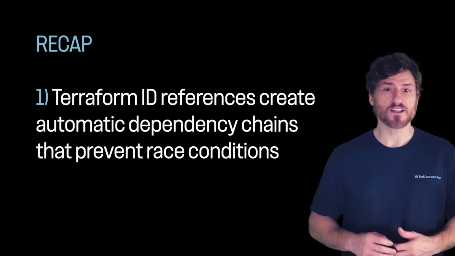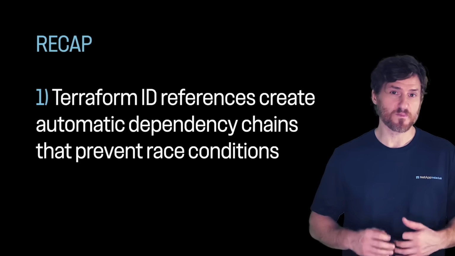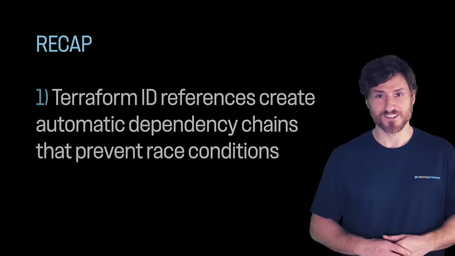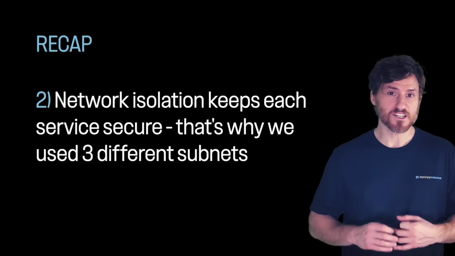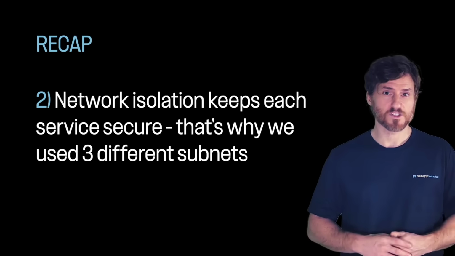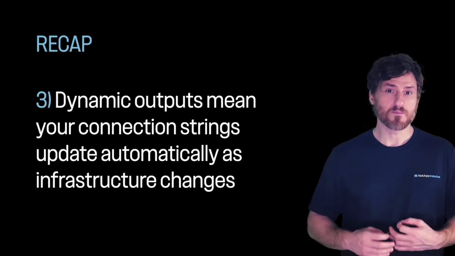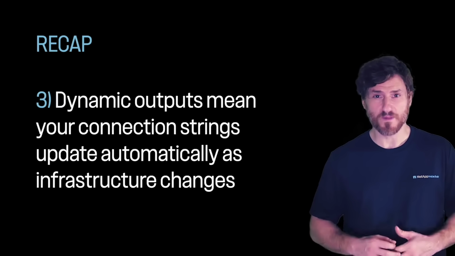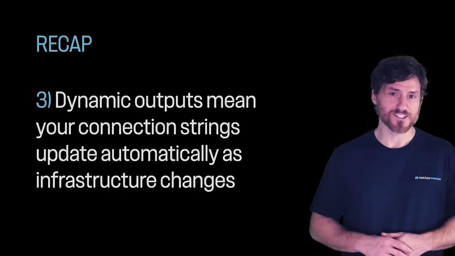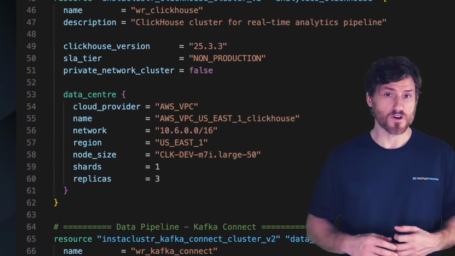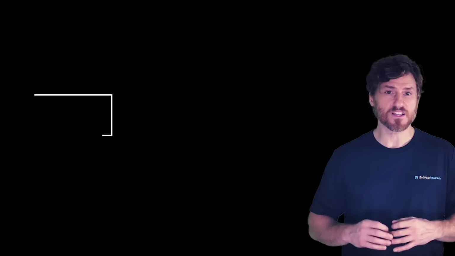So let's recap the key concepts. Terraform ID references create automatic dependency chains that prevent race conditions. Network isolation keeps each server secure, so that's why we used 3 different subnets. And dynamic outputs mean that your connection strings update automatically as infrastructure changes. This is all defined as code, version controlled, and completely reproducible.